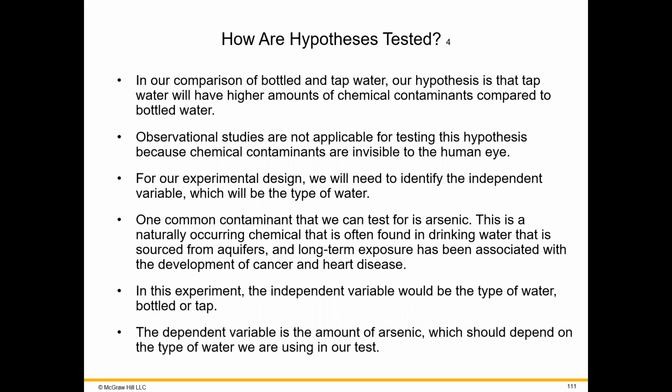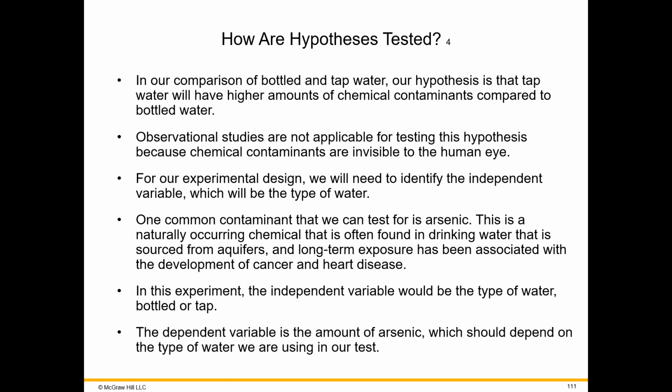So we need to do an experimental study, which requires us to design and then identify the independent variable, which will be the type of water. Now, what is one common type of contaminant? Well, we have mercury. In this case, we're looking at arsenic, and that's because it's a naturally occurring chemical found in drinking water that is sourced from groundwater aquifers. And the long-term exposure can lead to the development of cancer and heart disease.